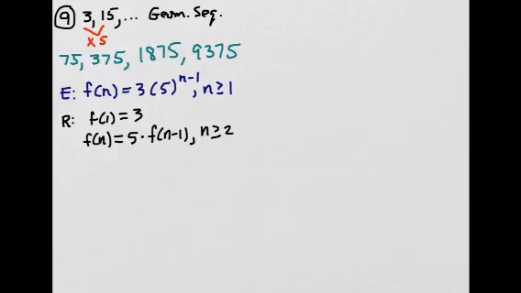The explicit formula, or explicit rule, is the first number times the ratio to the n minus 1 for all n greater than or equal to 1. And the recursive is f of 1 equals 3, and then f of n equals 5 times the previous term for all n greater than or equal to 2.